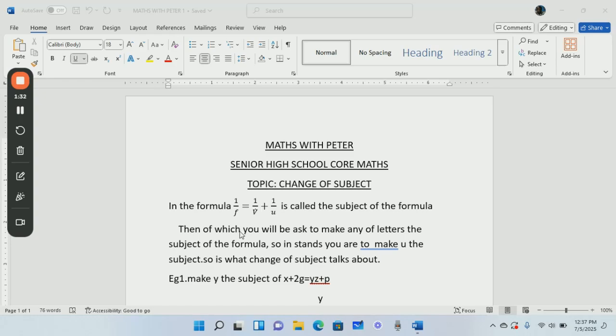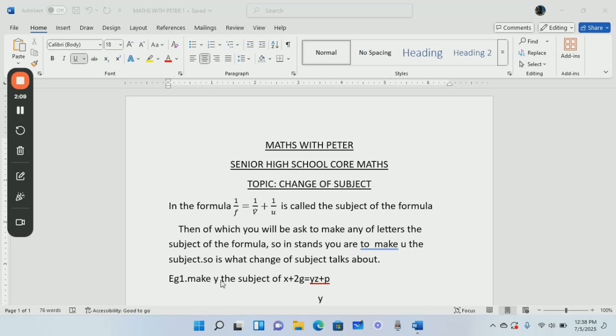So let's continue. You will be asked to make any of the letters the subject of the formula. For instance, you are to make u the subject. This is what change of subject is about. So in the formula 1 over f is equal to 1 over v plus 1 over u, you'll be asked to make u the subject of the equation. So let's go to example 1 to start learning.